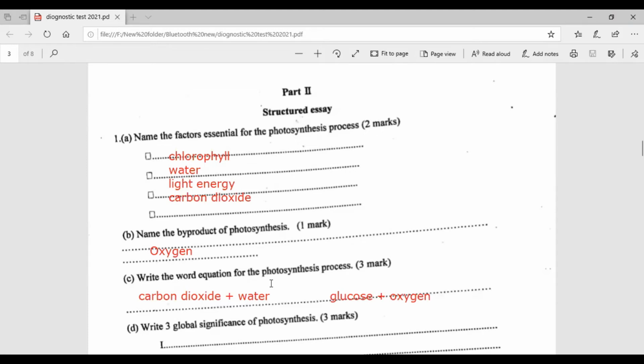Here you should write down the light energy. These are essential. And also write down chlorophyll. These are the essential things needed for the photosynthesis process.